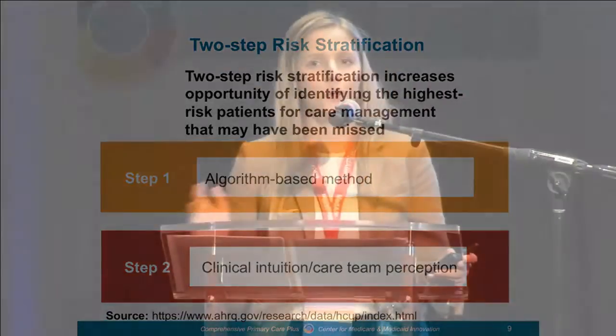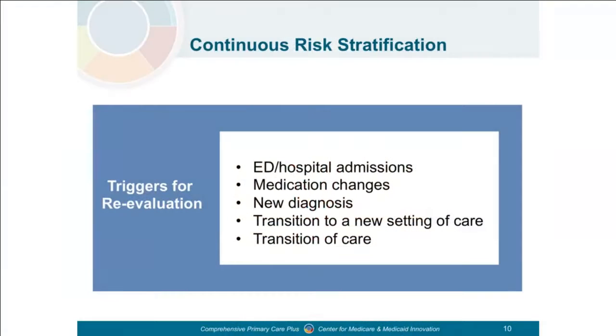Okay, so once you have that algorithm and that clinical perception piece in place, you want to make sure that you're continuously risk stratifying your patients. This is really important to make sure that their score is up to date and reflecting their care and how they're feeling. So some common triggers for reevaluation are listed here. We've talked about these in other sessions: ED and hospital admissions, medication changes, any new diagnoses, transitions to a new setting of care, and just transitions of care.